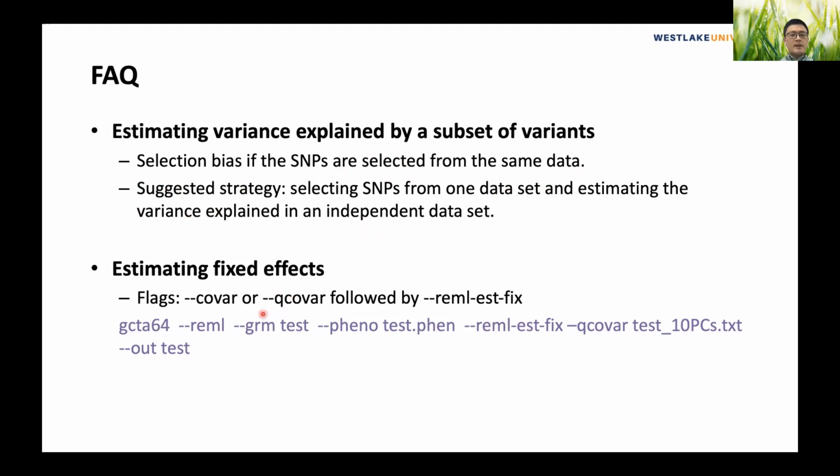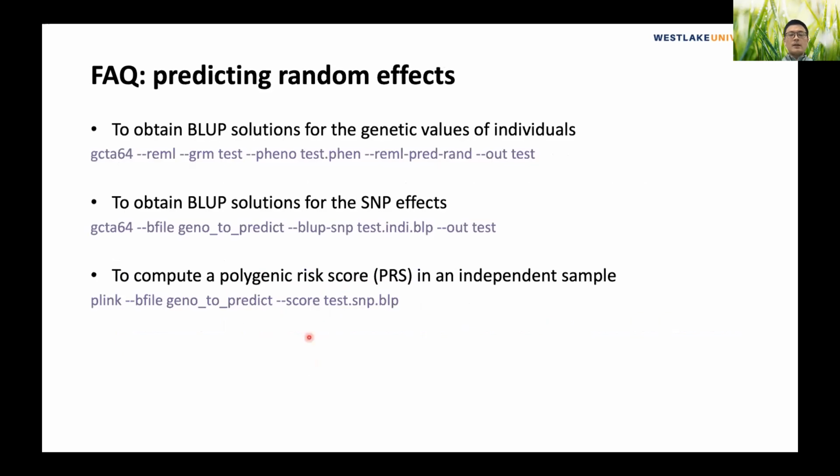And we also have flags in GCTA to estimate the effect size of the covariates, or to estimate the fixed effects. This is sometimes useful if you are interested in testing the association between a covariate and the phenotype, conditioning on the polygenic background. And finally, we also have an option to do prediction to predict the random effects.